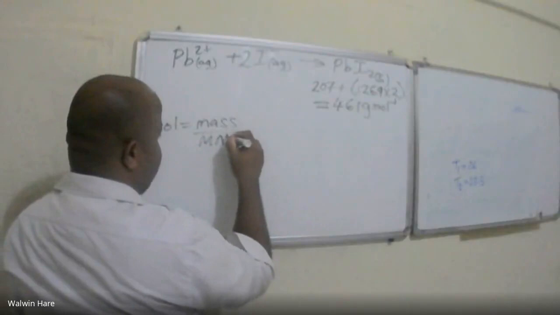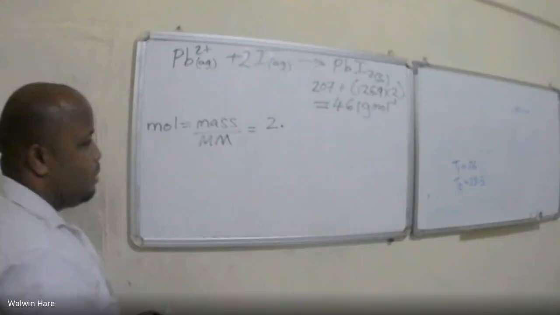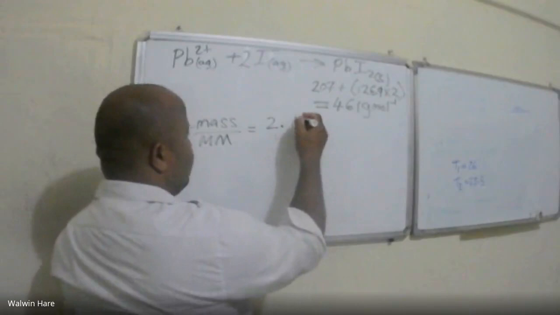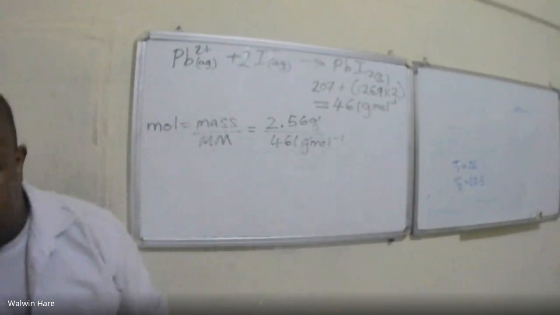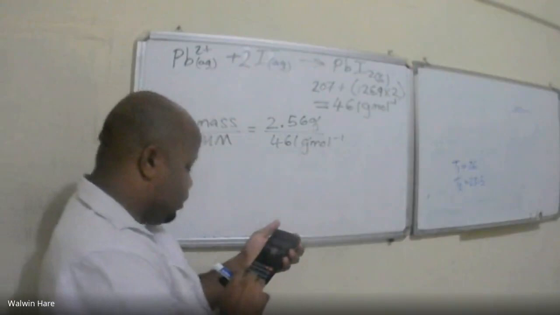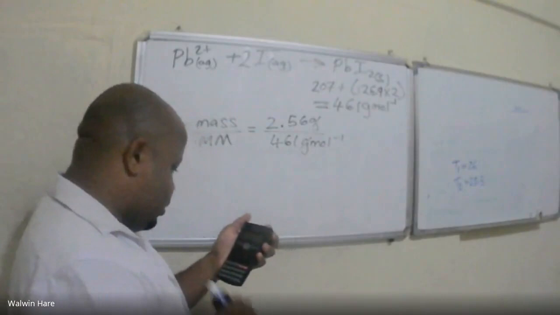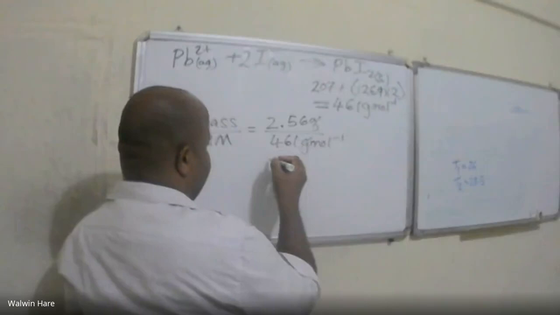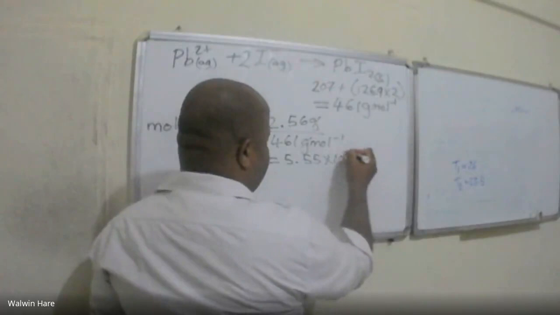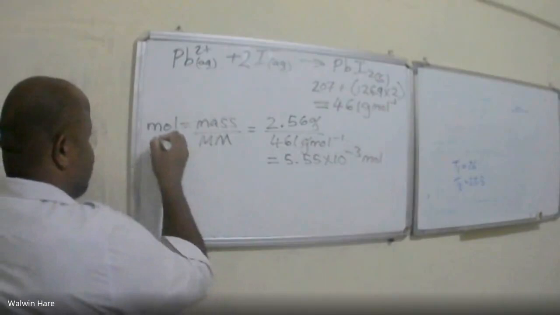So since we have the mass, we know that mole is equal to mass divided by the molar mass. So what is the mass of the precipitate? All right, 2.56 grams divided by 461 gram per mole. Okay, 5.55 times 10 to the minus 3 moles. Right? So this is the mole of precipitate, which is PbI2.